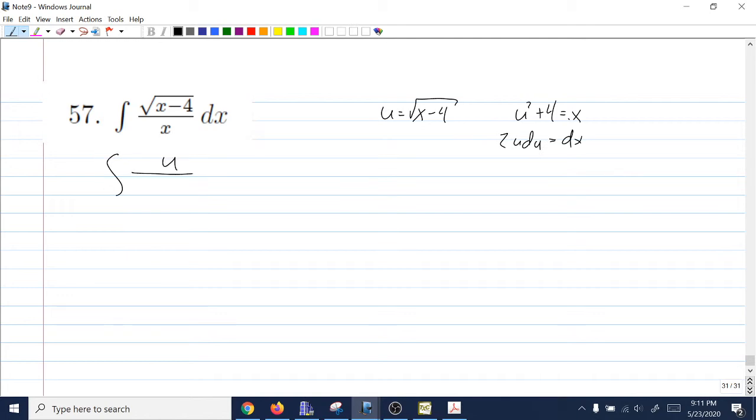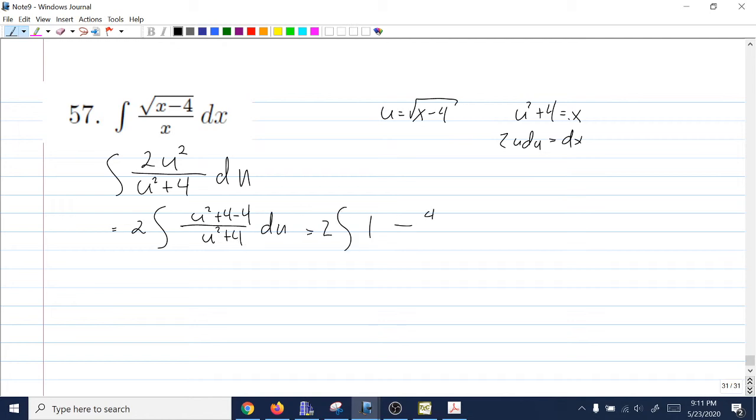Now I have a simple top and a messy bottom, which is usually worse. Times dx is 2u squared. Or it's 2u with the u that's already there. It becomes 2u squared. That's not so bad. If I pull the 2 off, I can put the plus 4 minus 4 thing. That's 2 integral 1 minus 4 over u squared plus 4.